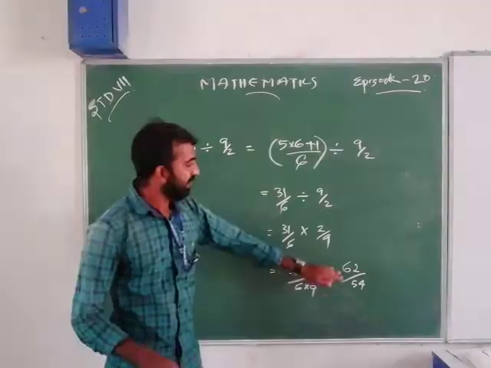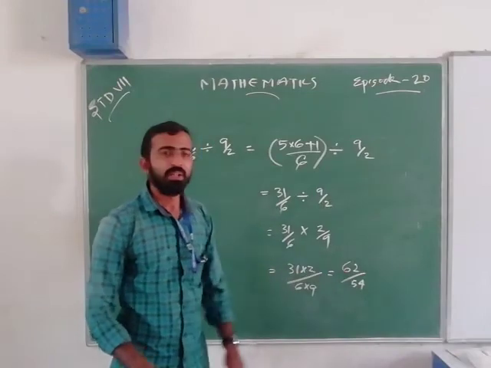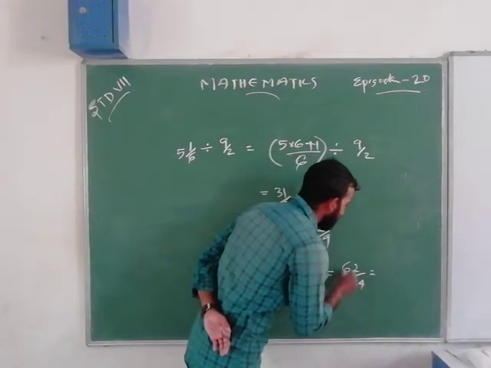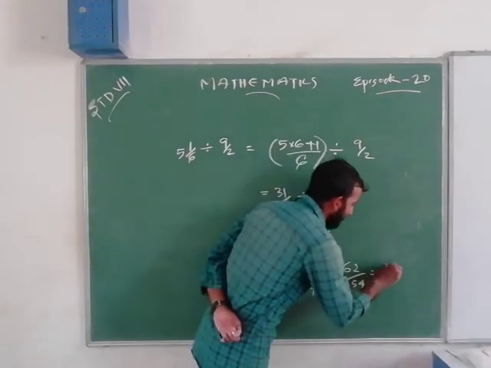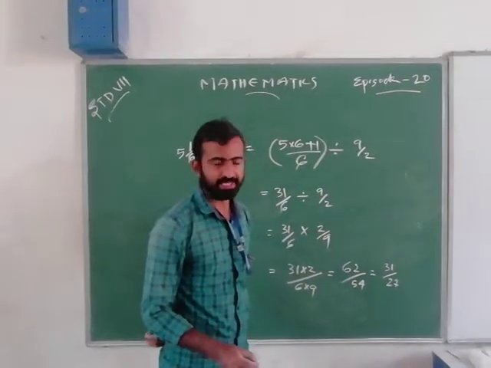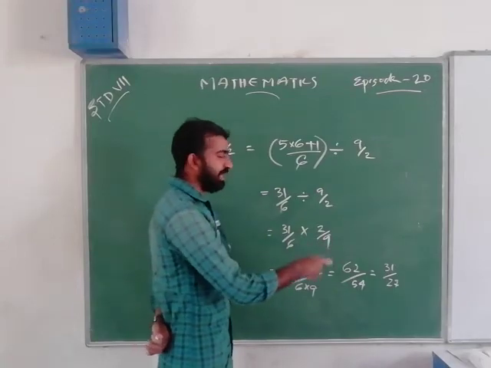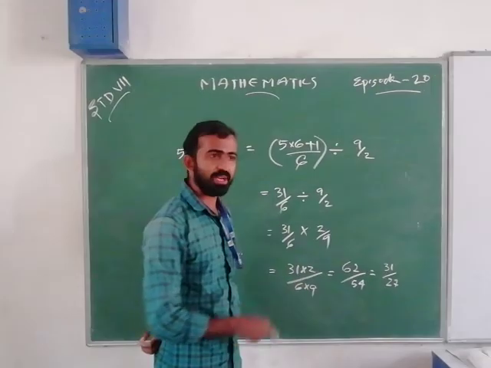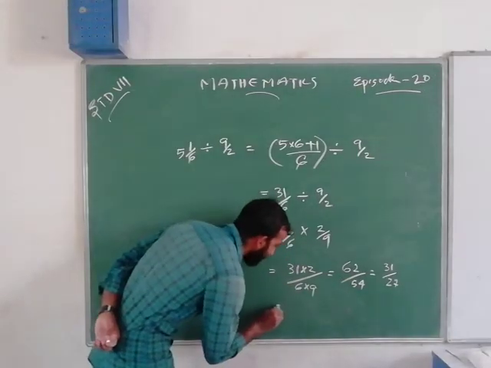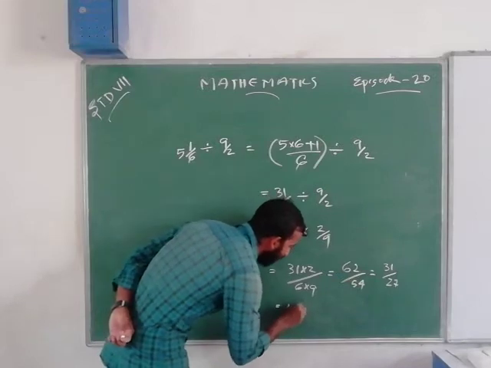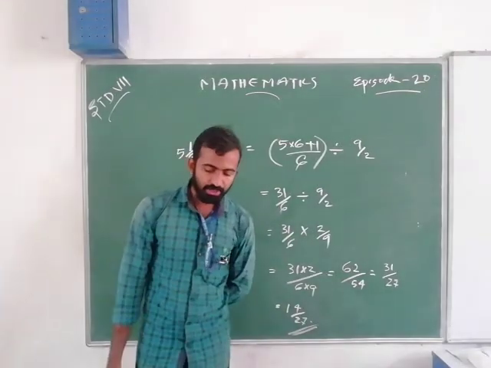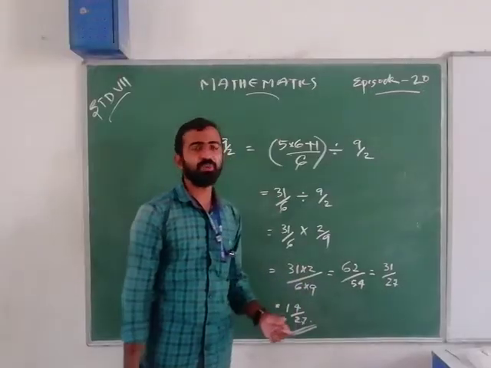Then what we can write? Here also we can simplify. Here 2 is a common factor. So we can write 62 by 54 as 31 by 27. Is it? Yes. And 31 by 27 is also an improper fraction. So we can write it as 1 and 4 by 27. This is the answer for this one.